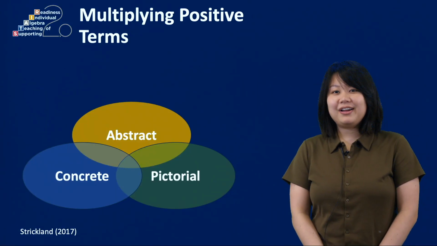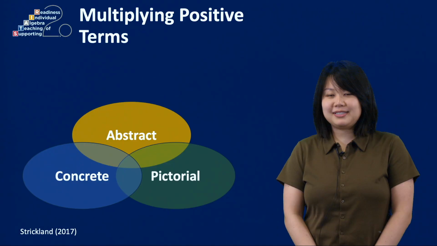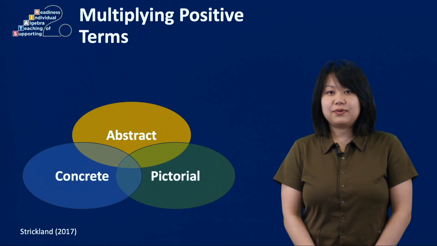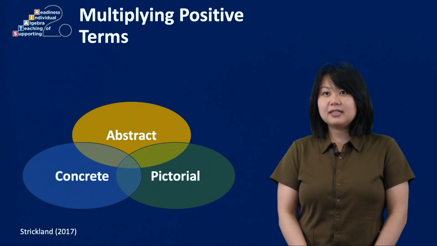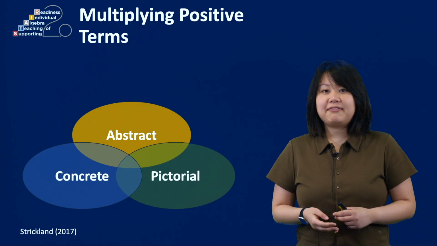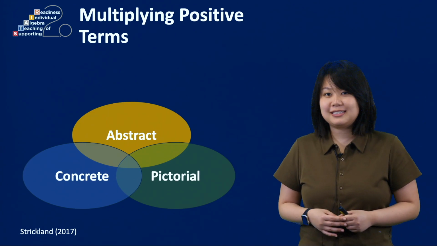So like we talked about in the previous video, we want to make sure that students have access to multiple representations. And this can be the CRA framework, which stands for Concrete Representational Abstract or Concrete Pictorial Abstract framework. So students have access to use these representations to understand the mathematical concepts.